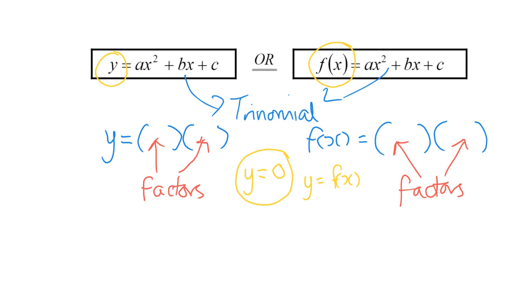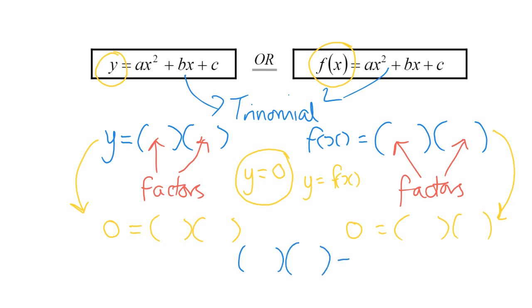Right? So what we're actually going to do is take this equation and this equation. We're going to end up with 0 equals the two factors. Now, more often than not, it'll be written with the two factors equals 0. Now, what does that mean? What's happening between these two brackets? What are those two brackets doing?